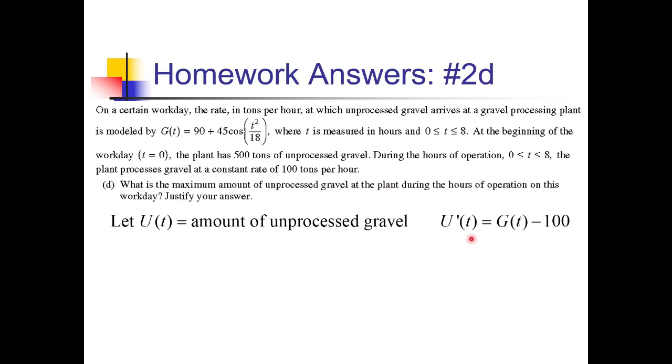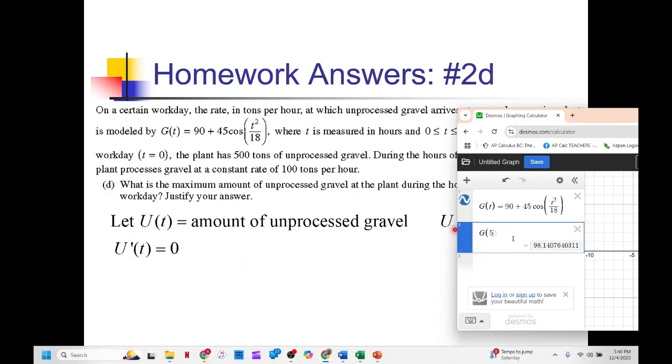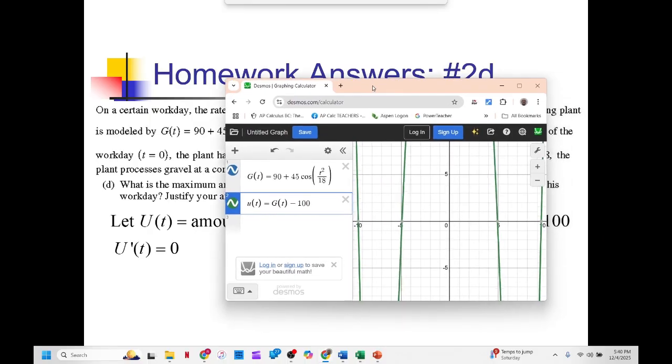So I'm going to set u prime equal to 0. And on Desmos, I'm going to figure out where we're crossing the x-axis for this. So back to Desmos we go. And for this, I'm going to actually call this little u of t. I can't use primes on Desmos unless I've already defined the original function. So if I'm starting with a derivative, I need to call it something else. I'm going to let this equal, again, g of t minus 100. So now I need to find out where this crosses the x-axis between 0 and 8. Let me adjust my window here.